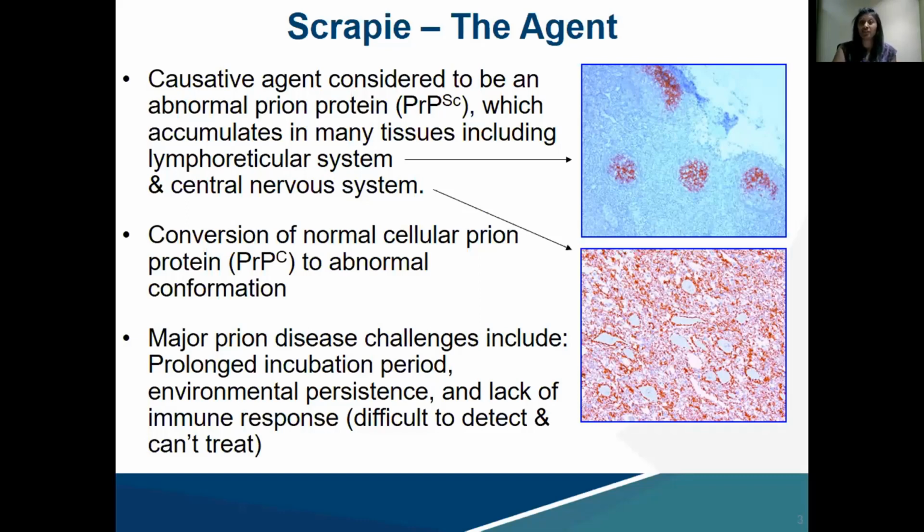And there is the lack of immune response. Unlike a bacterial or viral disease, we can't detect it easily in live animals because of this lack of immune response. That makes it not only difficult to detect, but also we can't treat it.